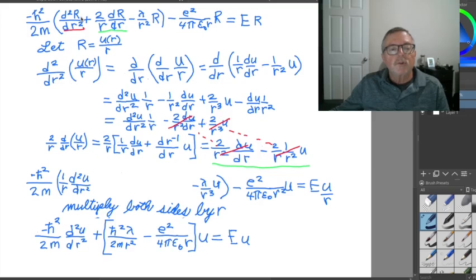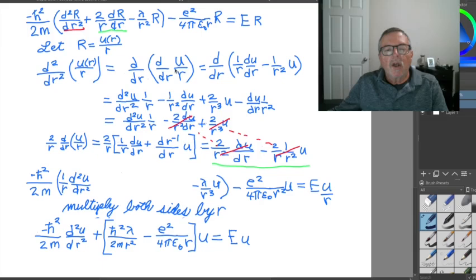So this is to replace R with u of r. So what I've done here for the second partial of R is I've taken the partial, not the derivative, of u over r, which is going to be the second derivative. You see how I did that?